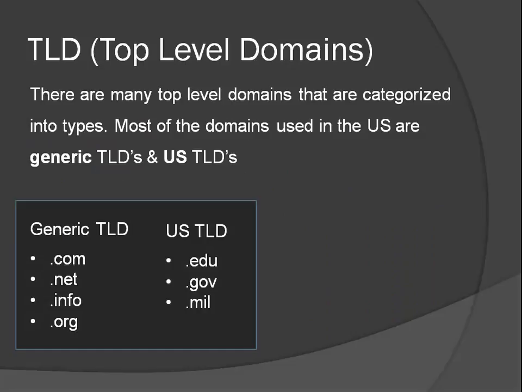Alright, so top level domains we've briefly discussed. There's a few different categories for top level domains. The most popular is generic. So generic would be .com, .net, .info, .org. And then if you're in the US, as I am, you can also see .edu, .gov, which is for military. So those are US TLDs. And there's a whole bunch more, and there's a lot of different ones that are for different countries as well.